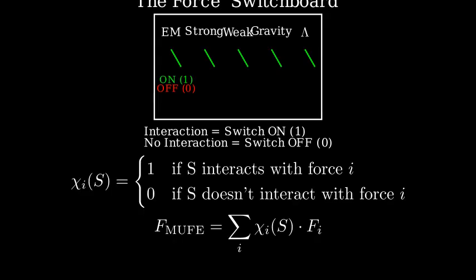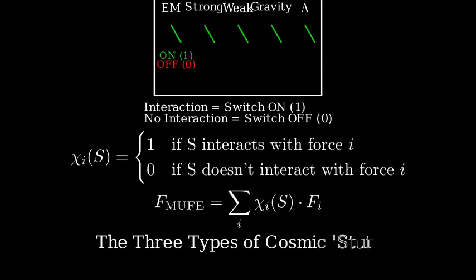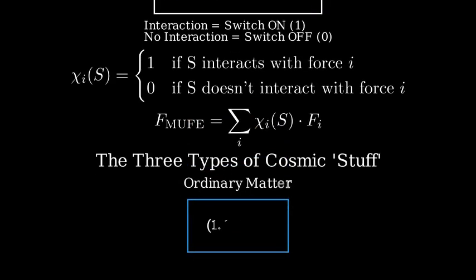Now, let's look at the 3 main types of cosmic stuff and their unique fingerprint vectors. First, we have ordinary or luminous matter. That's us: stars, planets, and everything we can directly observe. Ordinary matter has a fingerprint vector of 1, 1, 1, 1, 0.